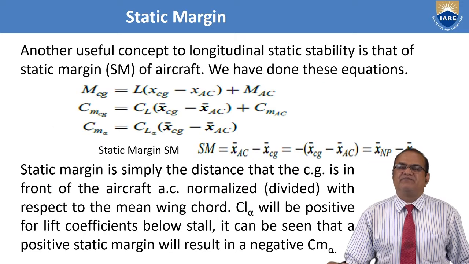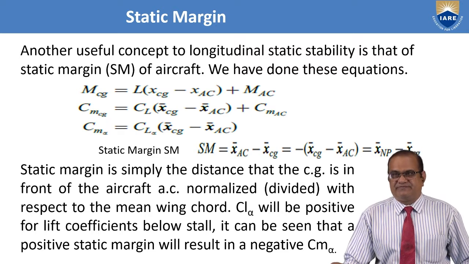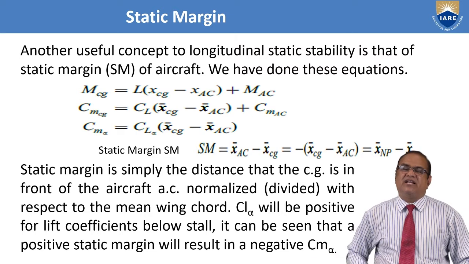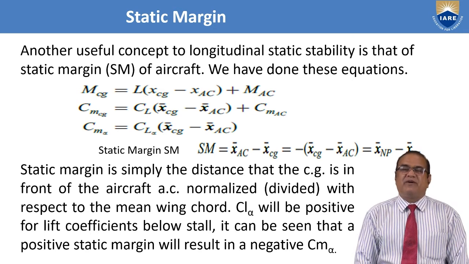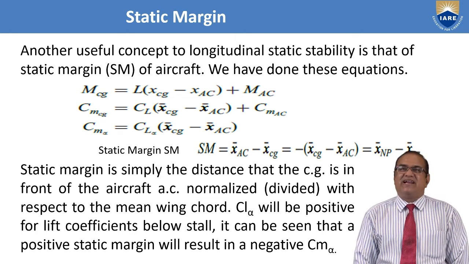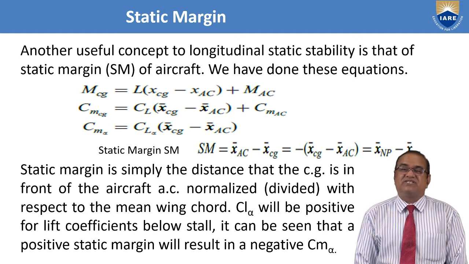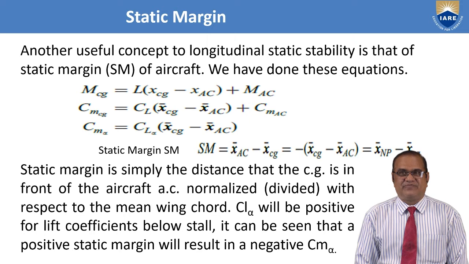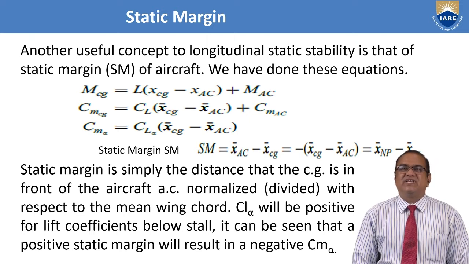Now, the next point is static margin. We have discussed the neutral point, which depends upon the CG location and the aerodynamic center location, and this gives a margin. The higher this margin, the more static stability we have. So it is very important to understand what the static margin is.